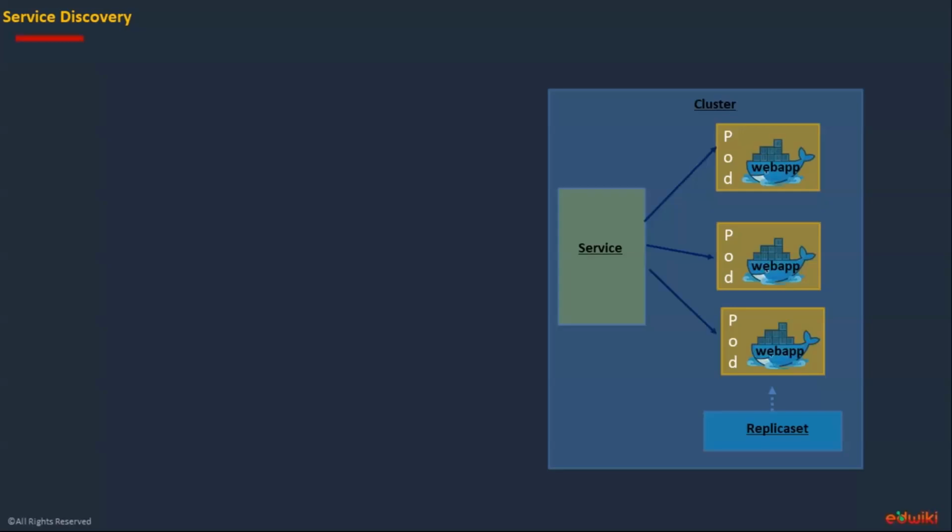Now it will follow the round robin fashion. One request may go to pod 1, another request may go to pod 2, another request may go to pod 3. It will try to distribute the traffic to all the pods that are running, correct? So here the service is doing the service discovery responsibility, to identify where the application is running, as a service.